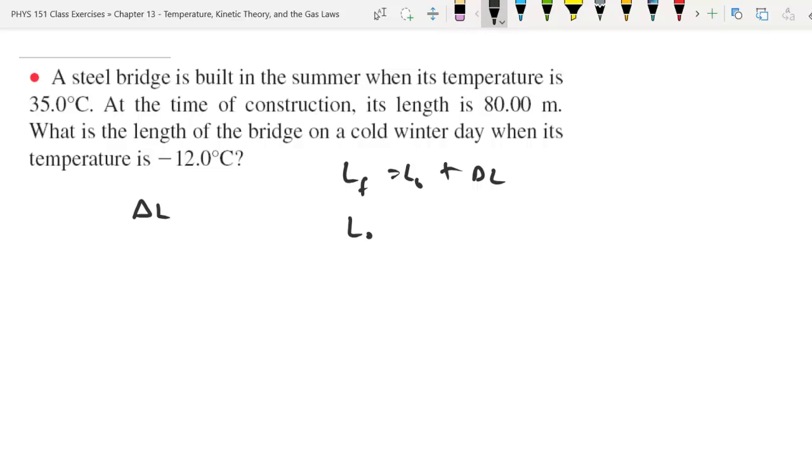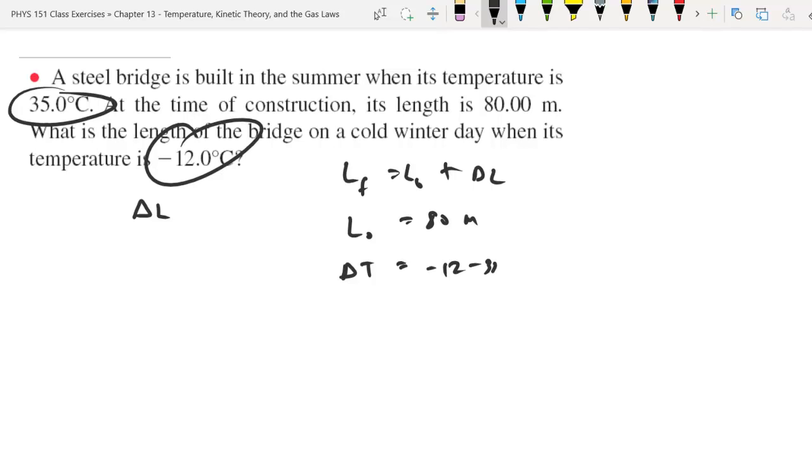So L naught was equal to 80 meters. We know that it's 35 degrees and then it goes to negative 12 degrees, so we have a change in temperature. It's going to be final minus initial, negative 12 minus 35, so it's going to be 47 degrees cooler. That's negative 47 degrees Celsius, which, by the way, would be the same thing as negative 47 Kelvin. So delta T is negative 47 Kelvin, or negative 47 degrees Celsius, as long as we're looking for a delta T, not an absolute T, which you would see in like the ideal gas law.